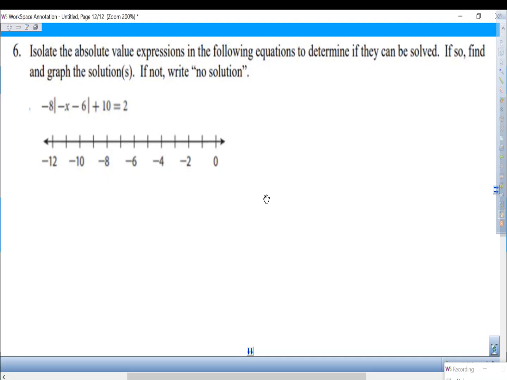It's an absolute value. Yeah. All right. So let's get to this.